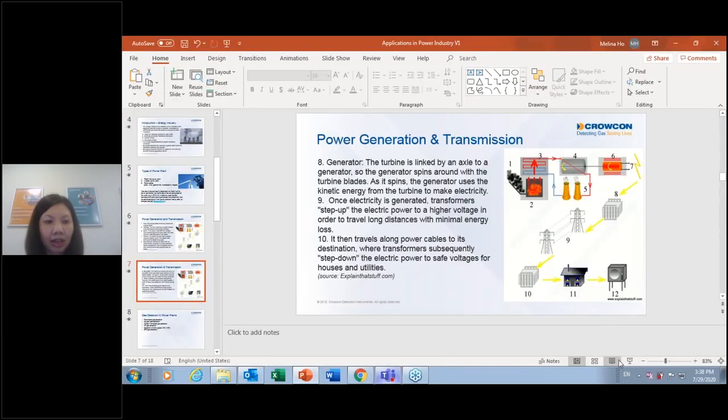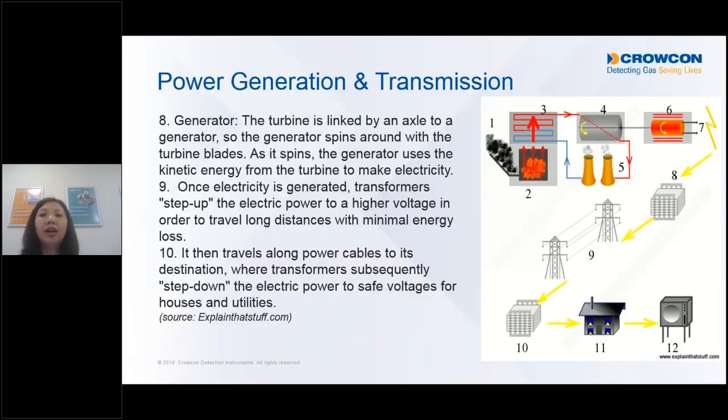Sorry, going back to here. From the generator, you generate electricity, and then it is stepped up into high voltage electric power to travel to houses. And then as it goes along to houses, it is being stepped down before it goes to us, the user. So that is a very brief overview of how electricity is generated.